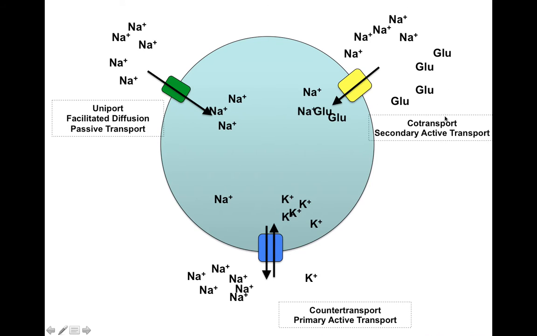This is an example of co-transport, where you have two substances passing through a channel or carrier, and this time they're moving in the same direction. So this would be a symport protein, while this was an antiport protein.